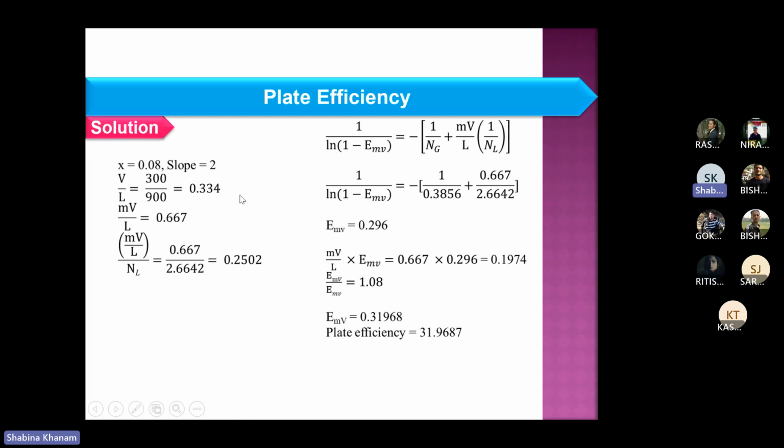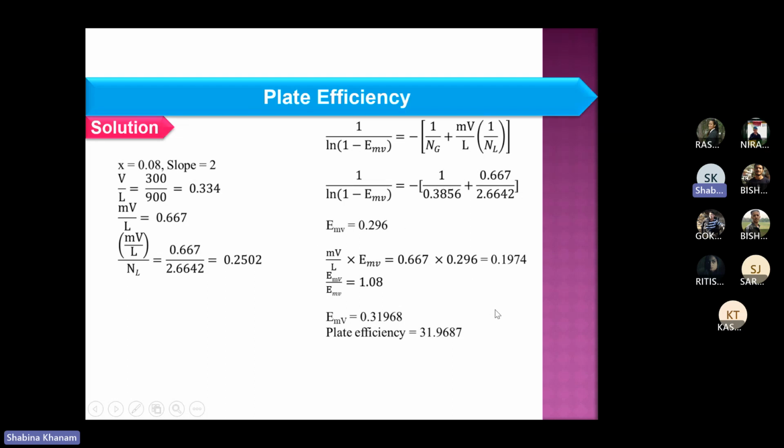VNL that is given to us, that we can have the ratio of this, so MV by L that you can see, and this MV by L by NL, that you can calculate, which is coming as 0.25, and that you can put over here, 1 by that NG value you already know, so you can find out point efficiency as EMV, which is coming out as 0.296.